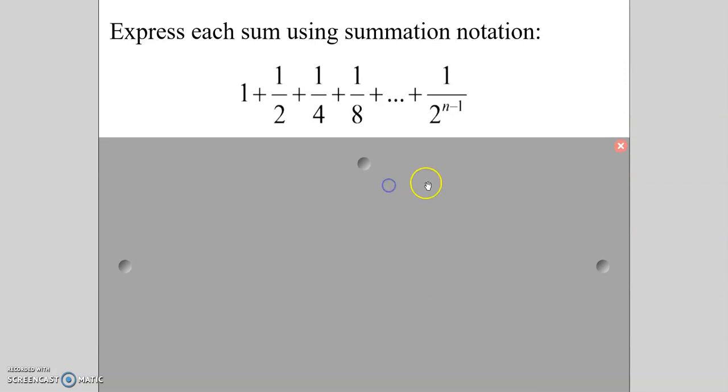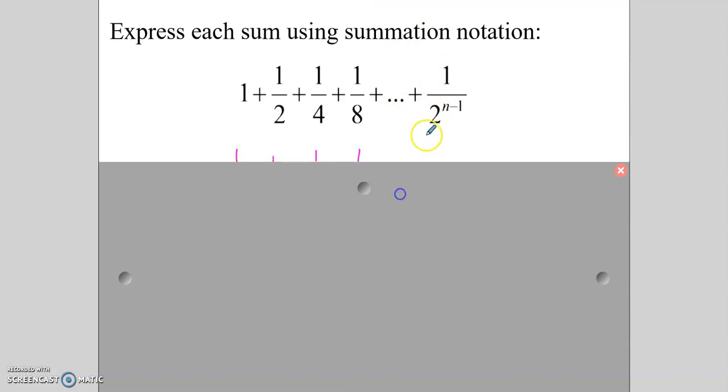Next, let's write the summation notation for this. This one is quite a bit trickier, but you'll notice there's a big old hint, and that hint is given to us right here in this last term. Notice that this last term here has a variable in it instead of a number. Okay, and this last term is the formula that can generate every term.